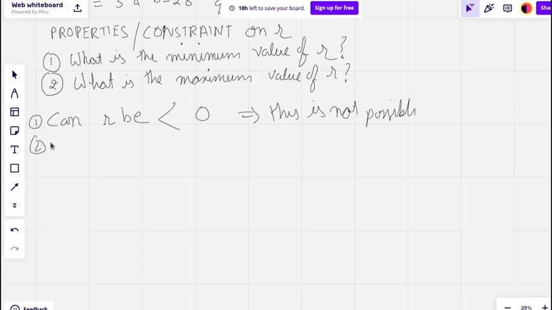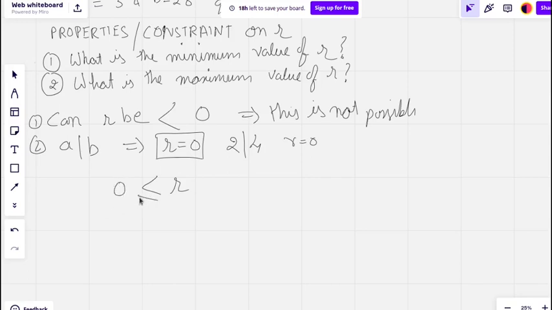The second one is basically if A divides B, then what will be the value of R? R will be 0, isn't it? So for instance, 2 divides 4, and if you want to divide 4 by 2, the remainder will be 0, right? So that is why the minimum value R could attain is 0. Since it could not be negative, the minimum value which R could attain is 0, right? So R should be greater than or equal to 0. And R should be less than something.